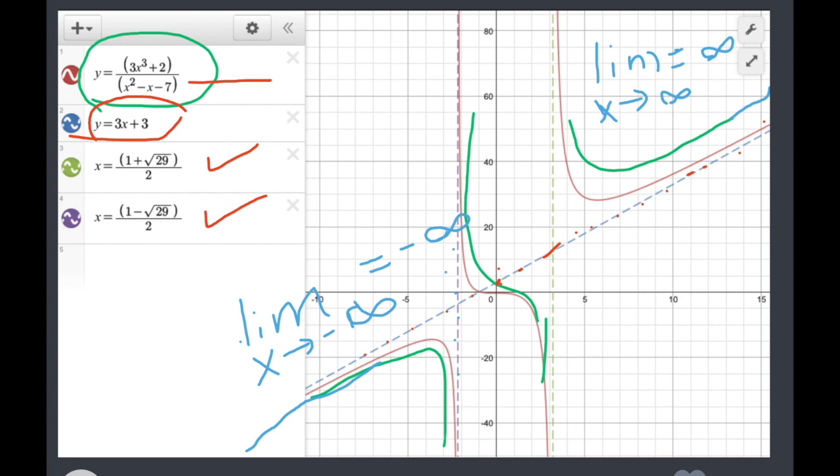Hope this helps you. This is the last part of limits with rational functions.